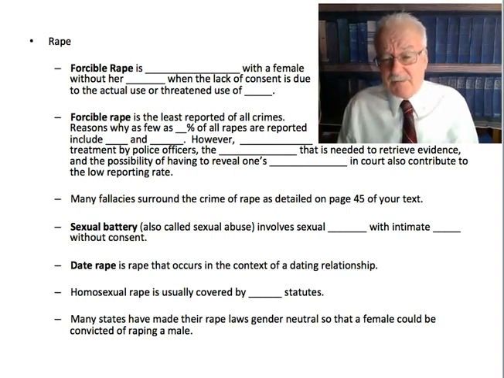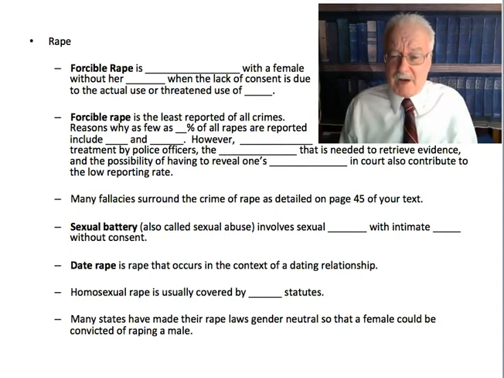There can be other types of lack of consent where you would have rape. A person having sex with an unconscious person or a mentally disabled person. These would also be rape because those people aren't consenting, or an underage person.